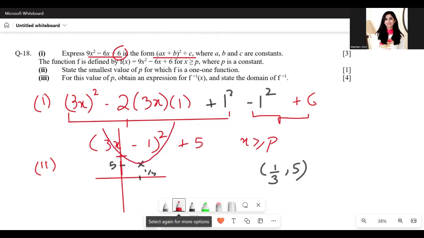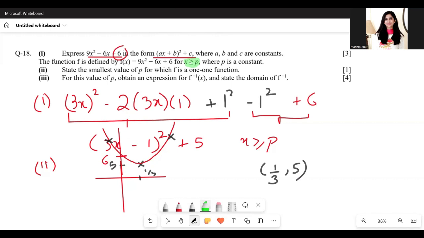This would be 6. Okay, now that is clearly not a one-to-one function, because a one-to-one function passes the horizontal line test. The horizontal line should cut this function at one point only, but it's cutting it at 2 points. So this is not a function whose inverse is possible, or it's not a one-to-one function. How does it become a one-to-one function with x greater than or equal to p?